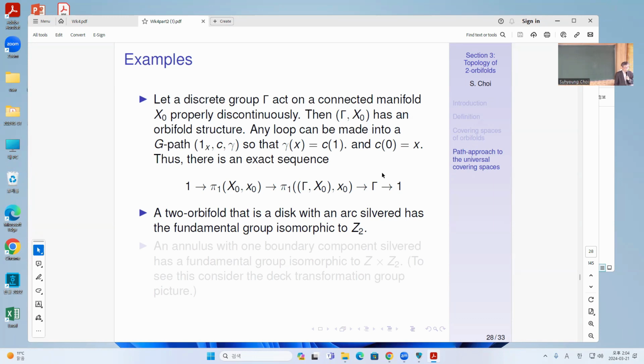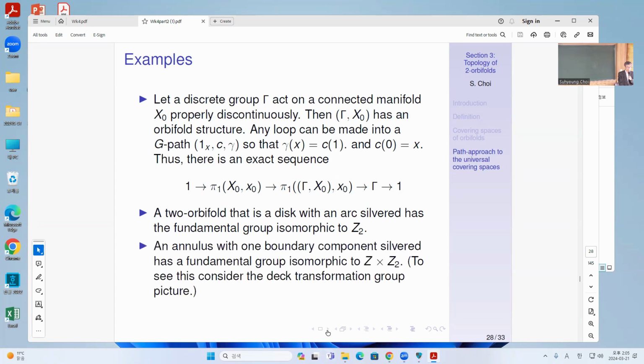So for example, if you have a two-orbifold that is a disk with silver arc, it has fundamental group C2, because this is just the case when you have S2 with a reflection gamma. S2 has a trivial fundamental group, so this will be trivial and this is C2, so therefore this is C2. Okay. And the annulus with one boundary component silver has a fundamental group isomorphic to Z times C2.